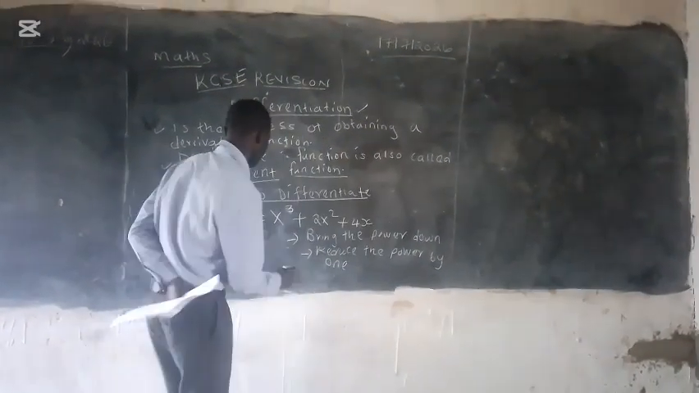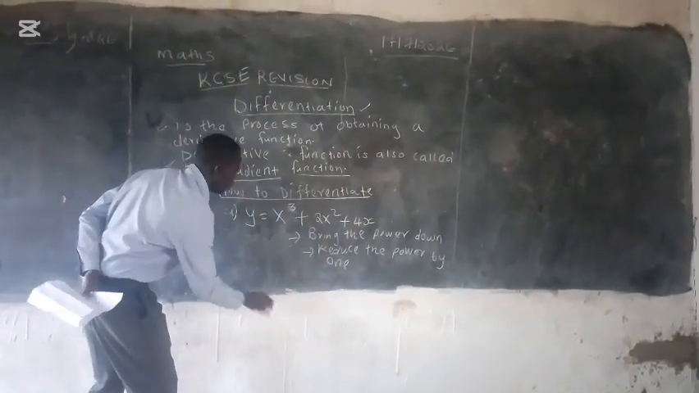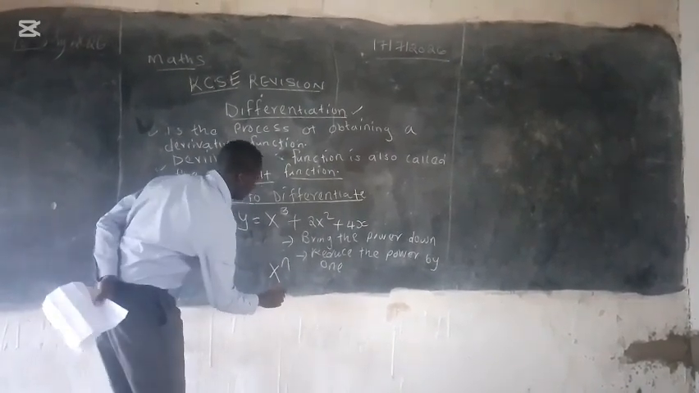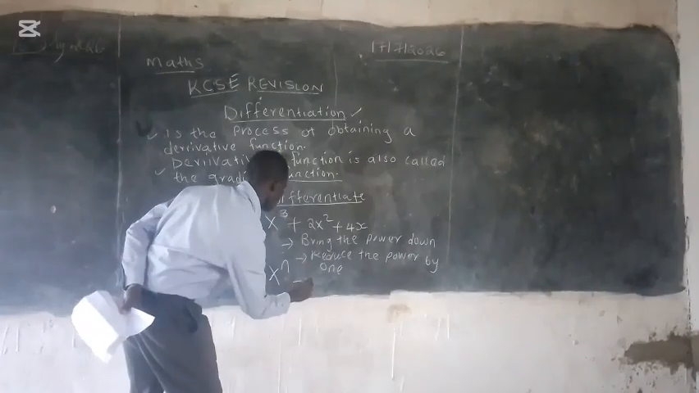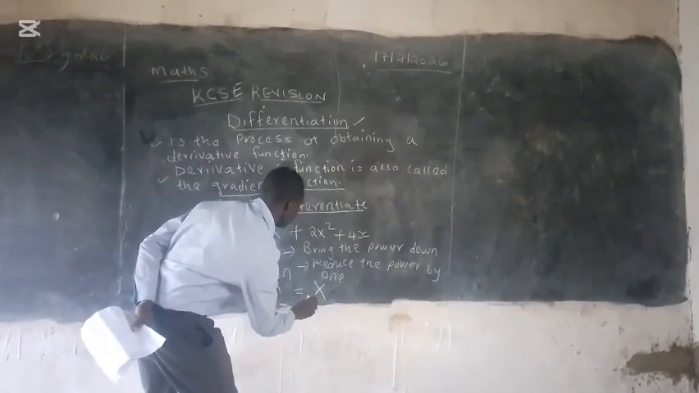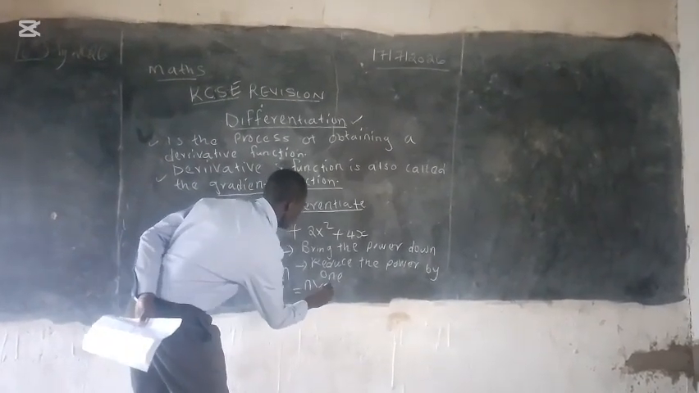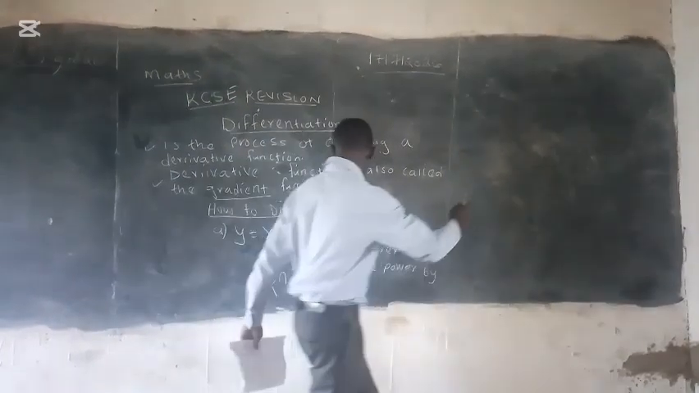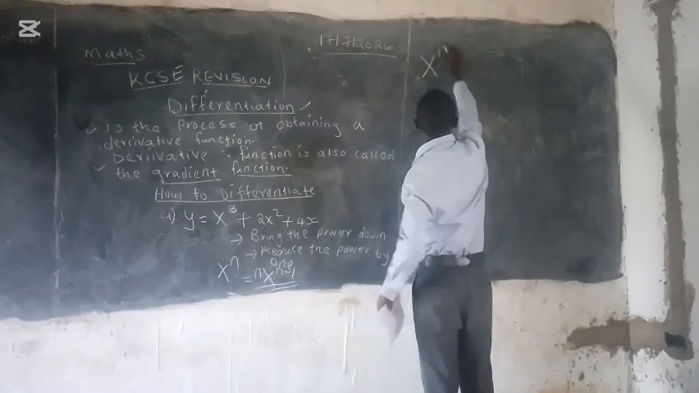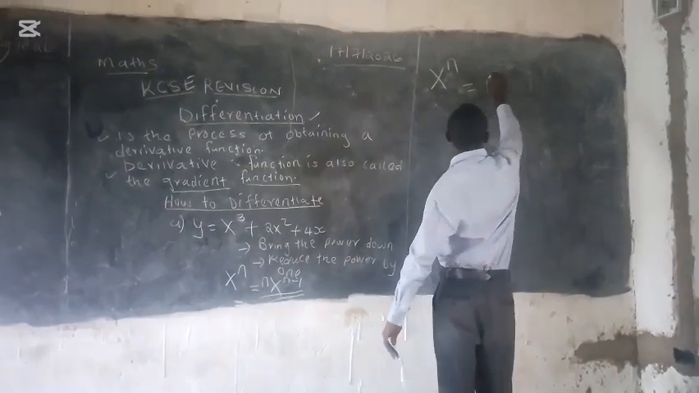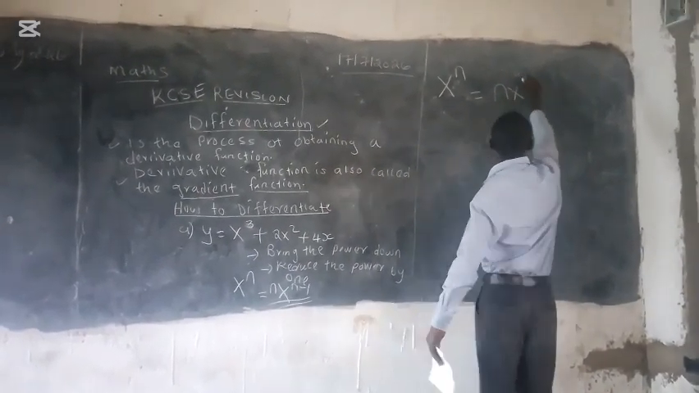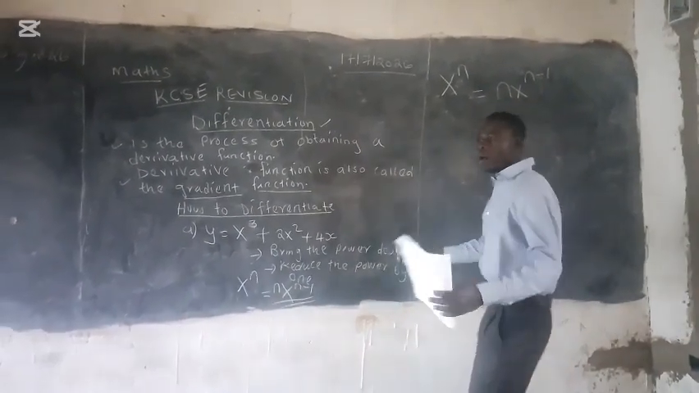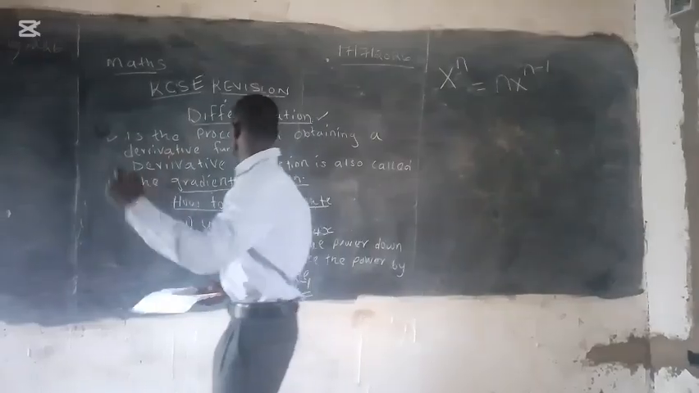Now, what does that mean mathematically? Mathematically, if we have x raised to n, then we will have nx raised to n minus 1. What are we saying? If we have x raised to n, it is the same as nx raised to n minus 1. So we bring the power down, then we reduce the power by 1. That's what we call differentiation.